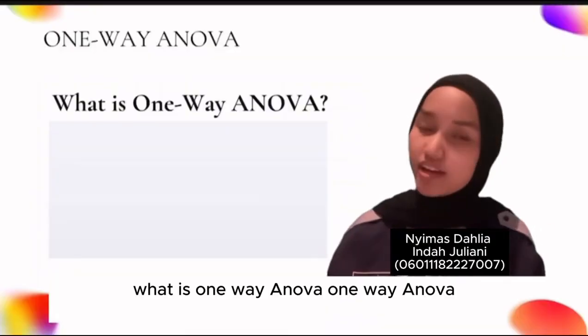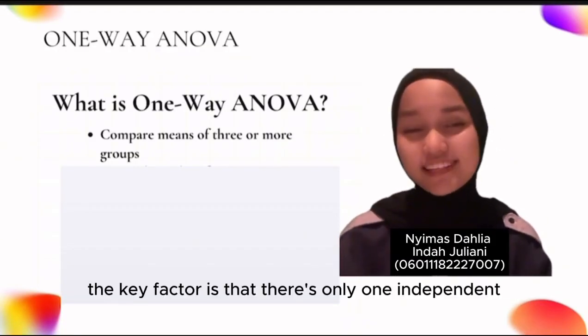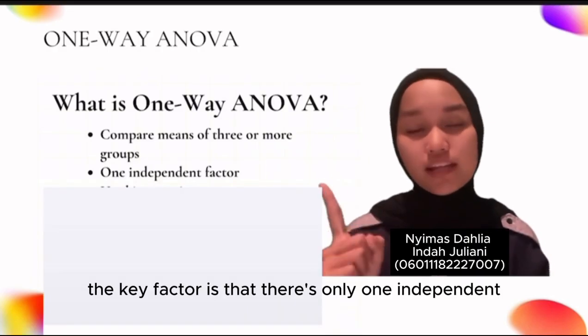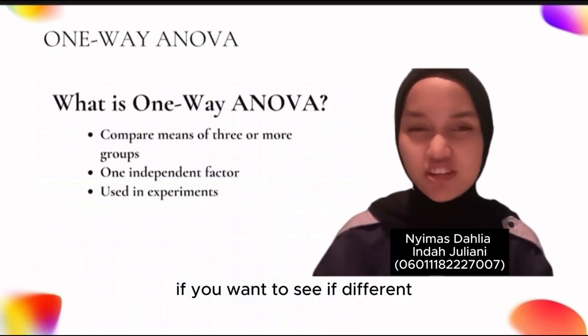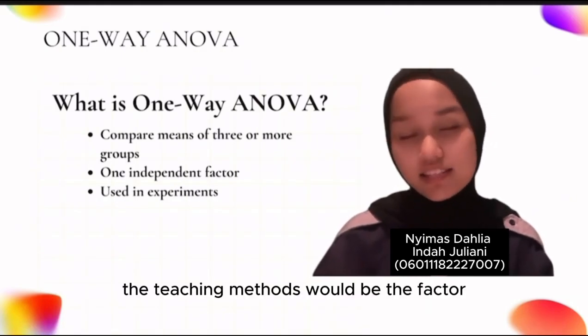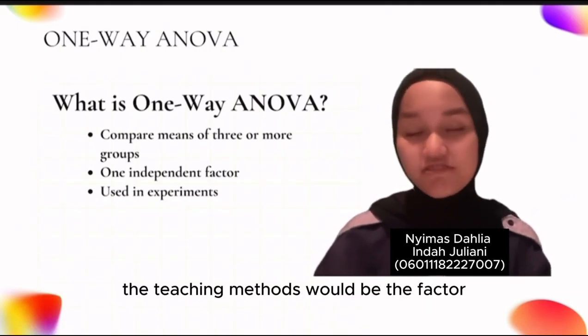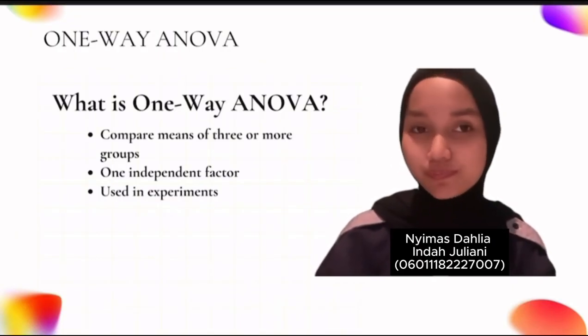What is one-way ANOVA? One-way ANOVA is used to compare the means of three or more groups. The key factor is that there's only one independent variable, or factor. For example, if we want to see if different teaching methods affect student performance, the teaching method would be the factor. Each type of method is a level.